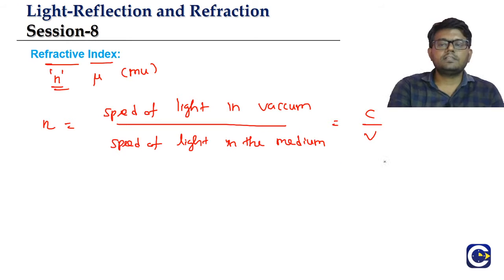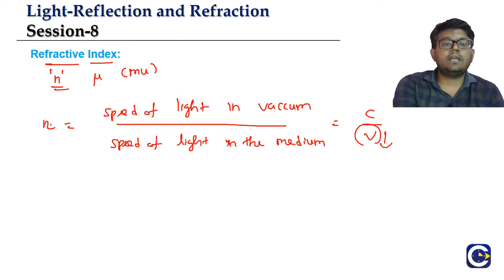If the speed of the light in the medium is less, V is lesser. V lesser means what? Because V is in the denominator, the value of n will be more. So if in a medium the speed of light is less, the refractive index value will be high.